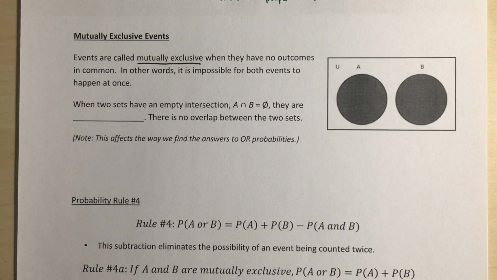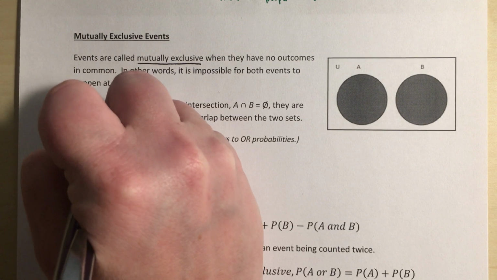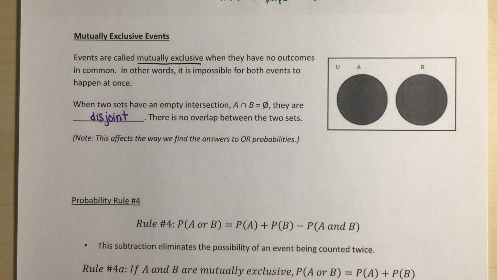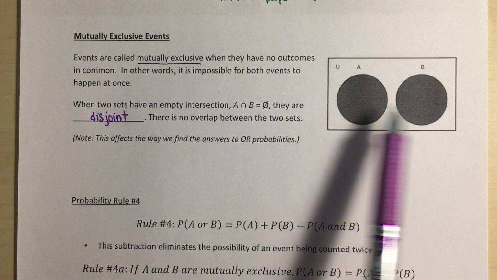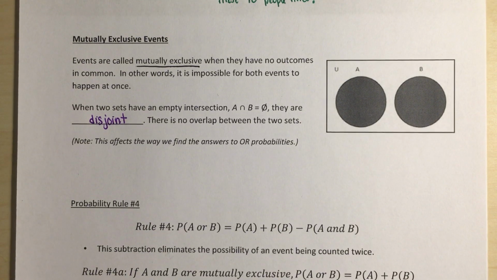When two sets have an empty intersection, they are called disjoint. There is no overlap between the two sets. So if we look at this, this would be a picture of an example of two disjoint sets. And the reason that this matters is this is going to affect the way we find the answers to our OR probabilities that we just looked at.